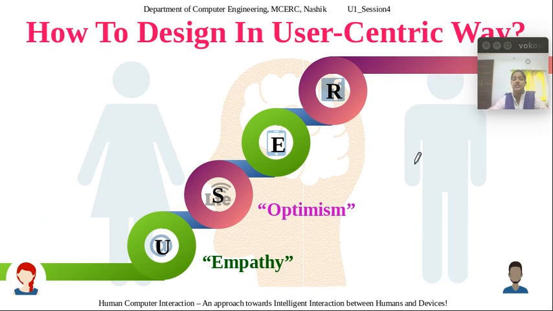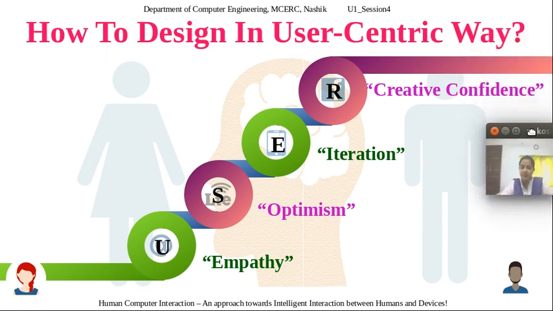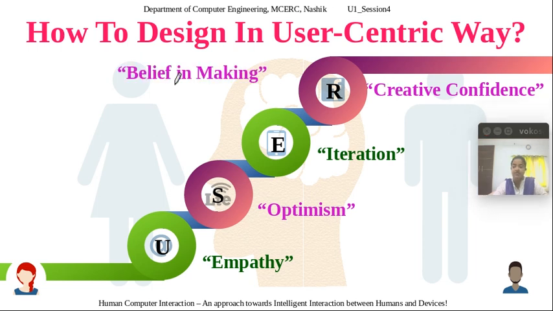Next, you should possess optimism. Yes or not? Optimism means what? You should have that continuous eagerness in you to produce good things or better things for your user. Next is what? Iteration. Iteration means what again? The continuous improvement to customer satisfaction. Next, creative confidence and belief in making. Means once you set the confidence in your user that yes, we are delivering you the correct system, they will have faith in you. They will believe that yes, the designers or developers will provide me good results or better results.